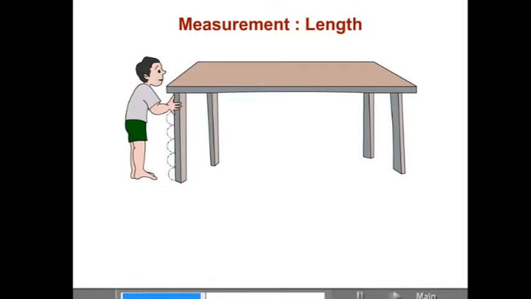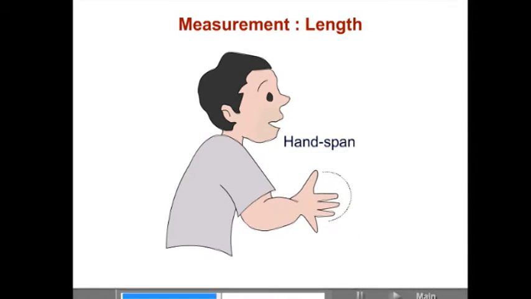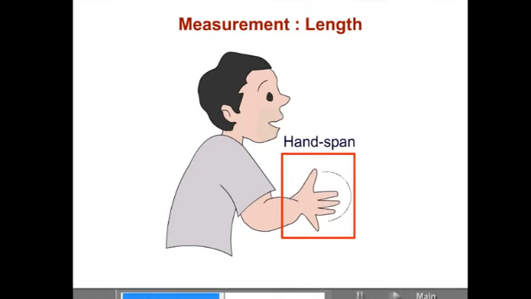Now, let us measure the lengths of these objects. You can see in the picture, Nandu is measuring the height of the table with his hand span. Do you know what is hand span? It is the length between the two fingers of your palm which are furthest from each other when you open your palm as much as possible.